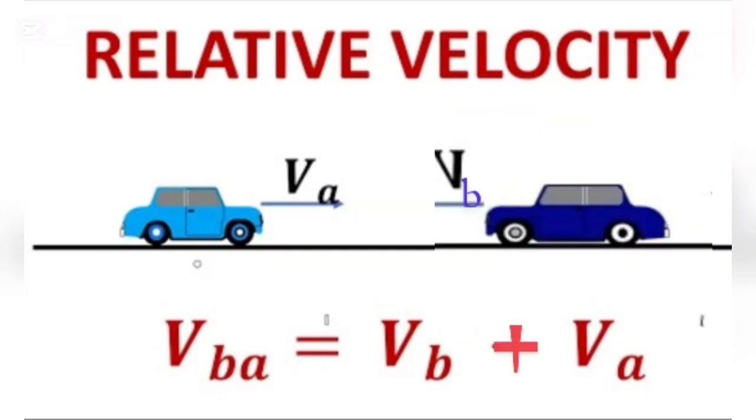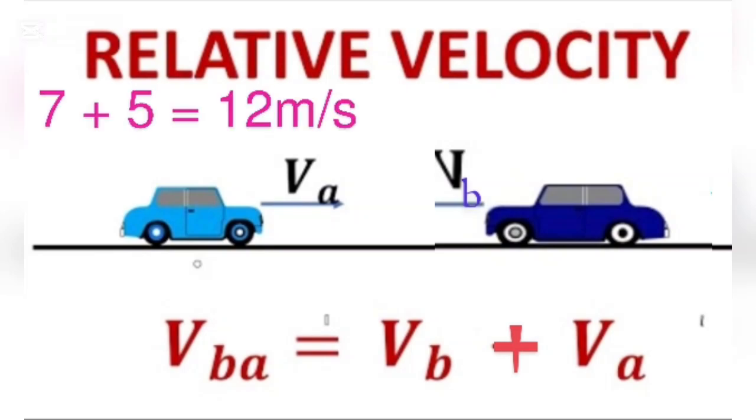When the two bodies are moving in opposite directions with velocities of VA and VB respectively, the velocity of A relative to B in this situation is given by VA plus VB. If VA is 7 meters per second and VB is 5 meters per second, the velocity of A relative to B is V equal to 7 plus 5, which will be equal to 12 meters per second.